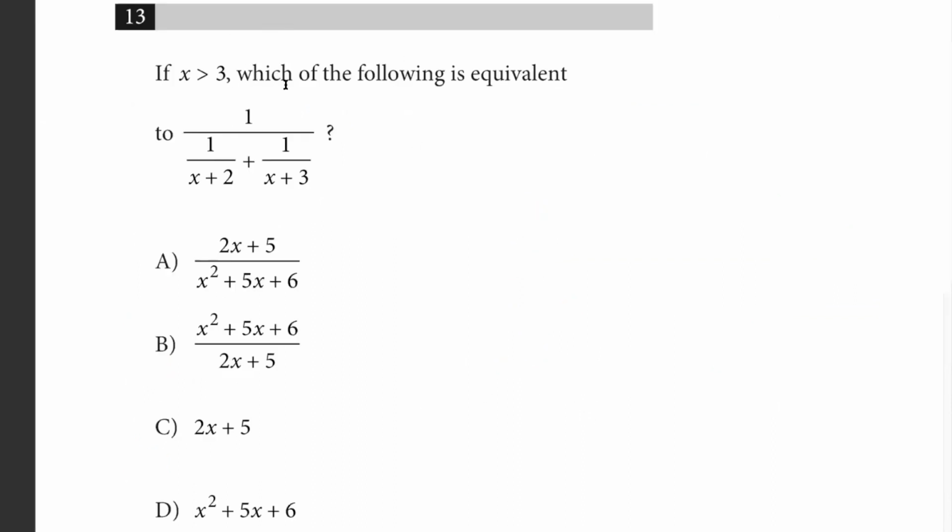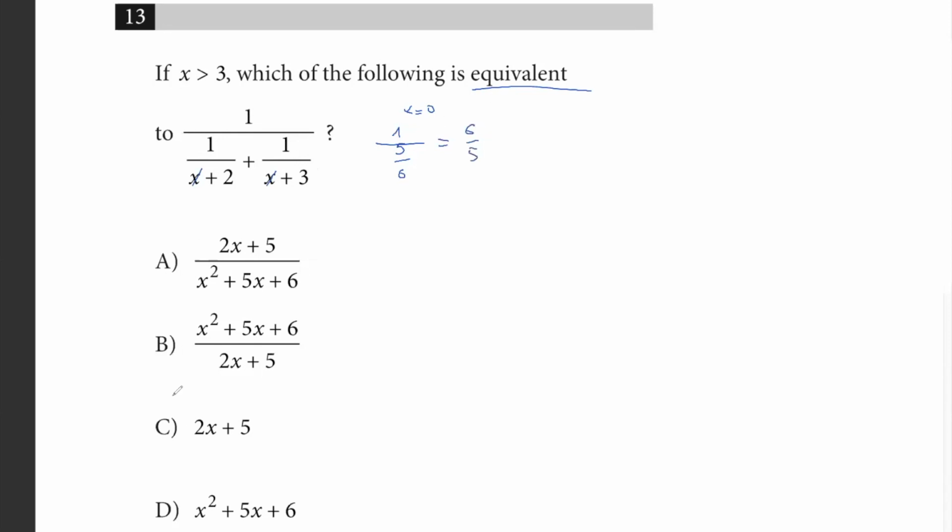Question number 13. If x is greater than 3, which of the following is equivalent to the given fraction? Look, I solve the questions about equivalence by substituting numbers. Let's say x is 0. The value of it will be 1 divided by 1 over 2 plus 1 over 3, which is 5 over 6. So 1 divided by 5 over 6 is 6 over 5.